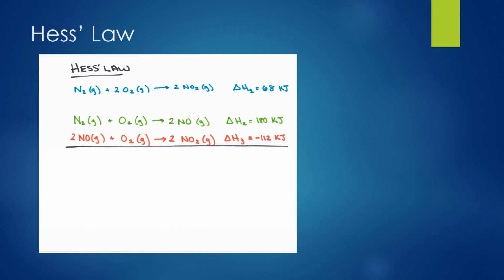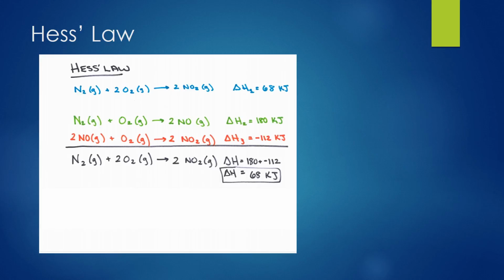Now let's talk about Hess's law in a real-life example. The first reaction at top, nitrogen gas plus 2 moles of oxygen gas, gives us 2 moles of nitrogen dioxide gas. If you were to measure the enthalpy of this reaction, you would determine it to be 68 kilojoules. Now, below it are two reactions that could be applied one right after the other, and it would once again create nitrogen dioxide from 1 mole of nitrogen gas and 2 moles of oxygen gas. The first reaction has an enthalpy of 180 kilojoules, and the second has an enthalpy of negative 112 kilojoules.